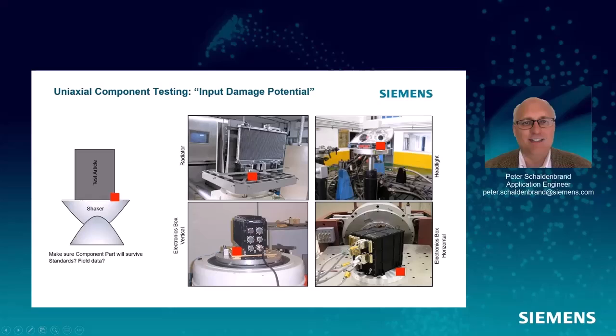Again, what we're going to control, what we're going to develop the profile for is this base excitation. We're going to control off this head expander. And the idea is we're going to develop a profile that says, if this part survives this on the shaker, it's going to survive it in the field.